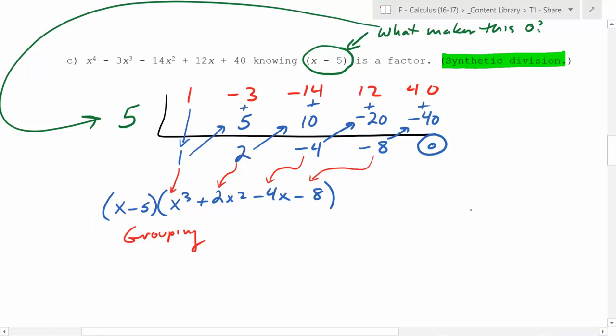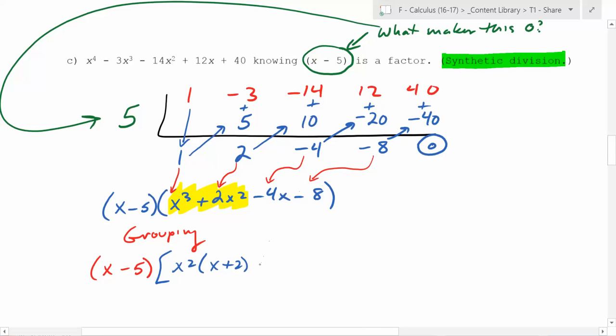I mean, think about it this way. Is 7 a factor of 21? Yeah. But is 7 a factor of 3? No, not necessarily. So let's try grouping. Does grouping work? What can we factor out of the first two terms here? X squared. So what do we have here? X squared times x plus 2.